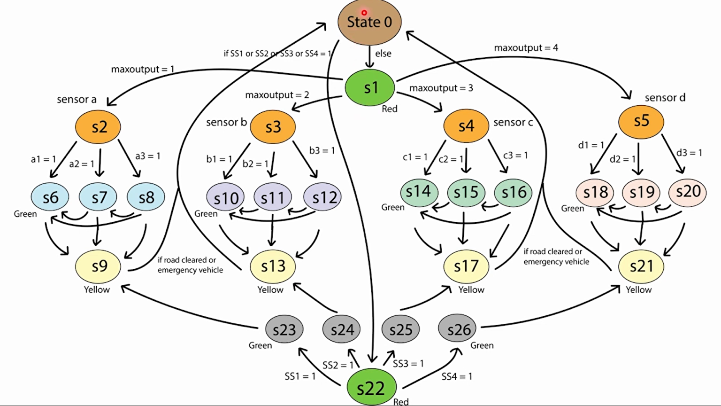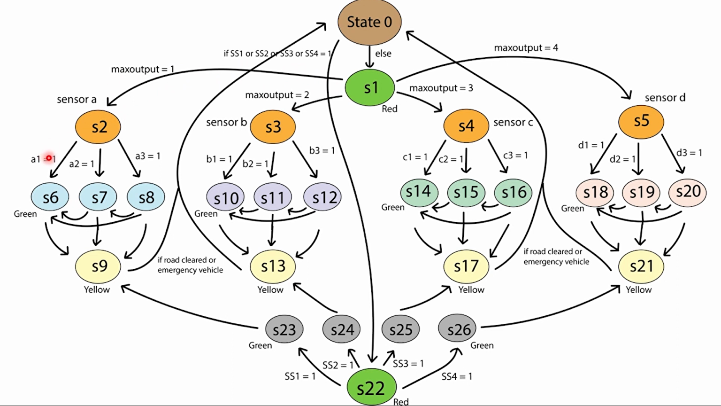In state S1, we search for the road that has the greatest vehicle density. There is a max output function in our code that does this job. Our system moves to S2, S3, S4 or S5 if there is greater vehicle density on road A, B, C or D respectively. For example, if road A has more traffic, then our system will move to S2 directly from S1.